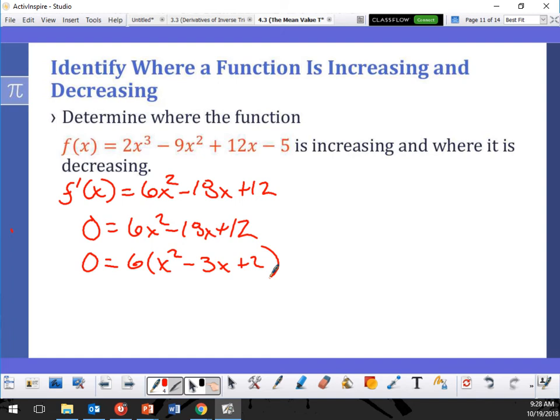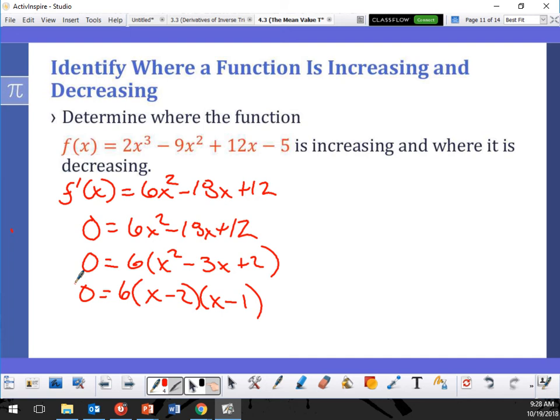So positive says that the signs are the same. Negative says that my signs are both negative. So that means that I'm going to have 6 times quantity of x, let's see, minus 2, and x minus 1 is equal to 0. You guys agree? Okay, good.